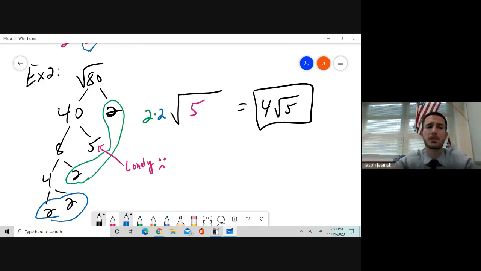All right. So this is a creative way of simplifying radicals. So if there's multiple pairs, they go outside and get multiplied. Keep in mind the pairs don't need to be directly next to each other.